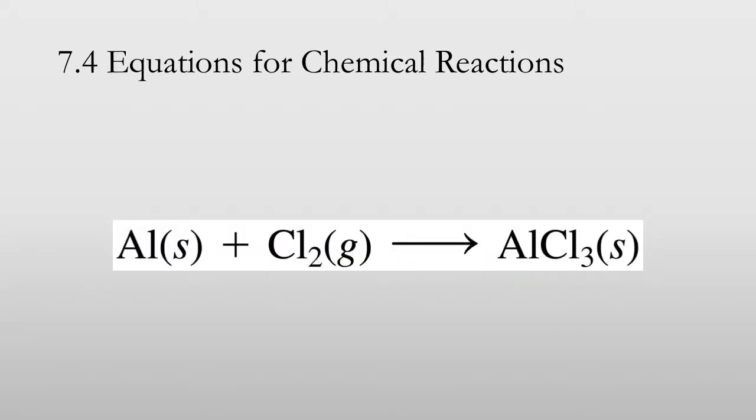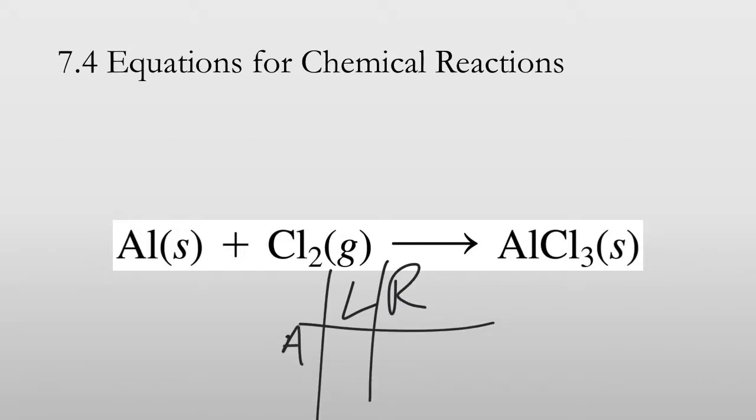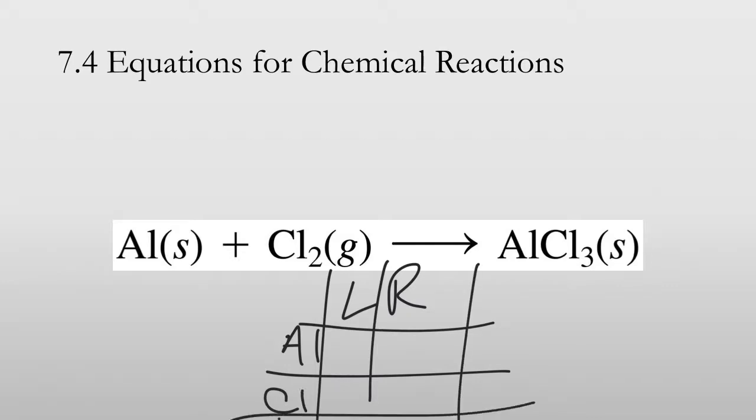All right, here's another one. Aluminum plus chlorine to make aluminum chloride. All right, and so obviously it's not balanced. So there's my table. On the left we've got 1, on the right we've got 1 for aluminum. 2 chlorines versus 3. So this is really easy. What's the least common multiple of 2 and 3? It is 6.